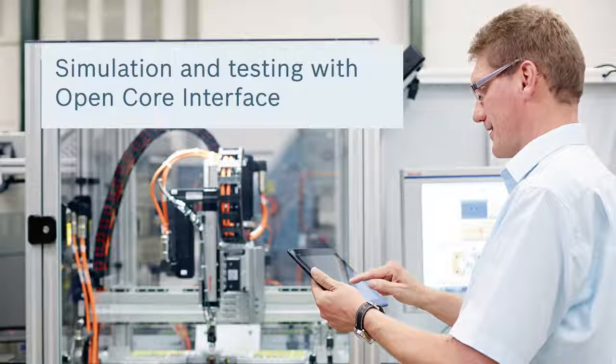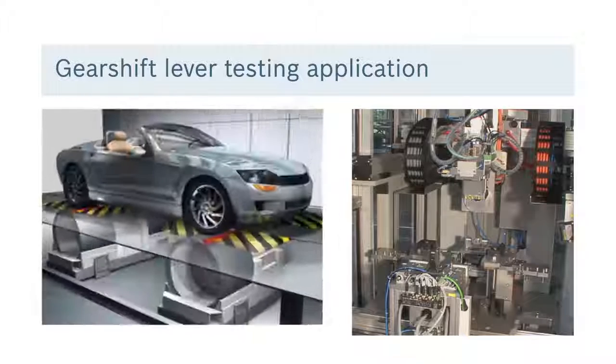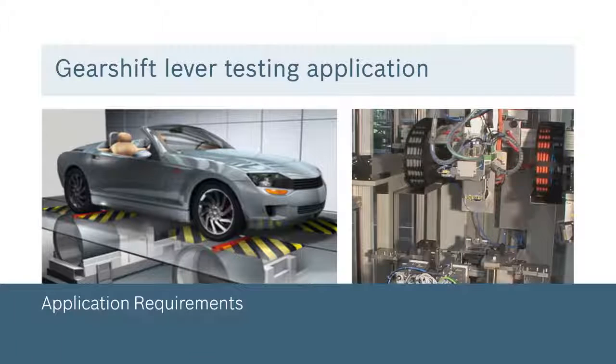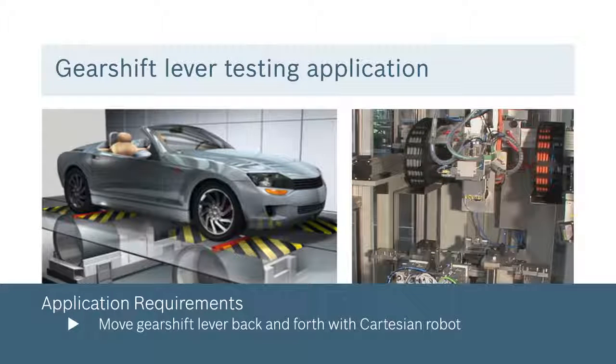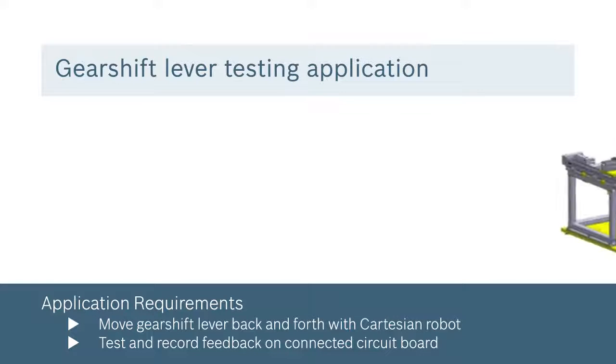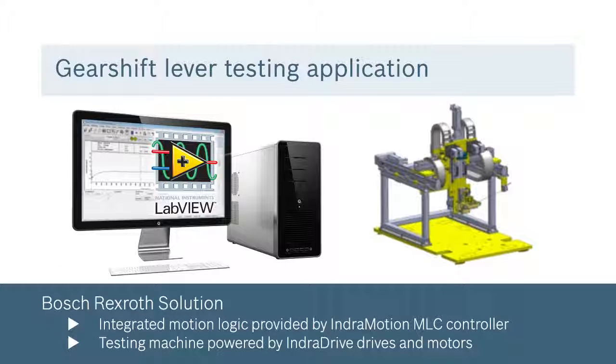In this example, the customer is using National Instruments measuring hardware already in his application to test a circuit board on the backside of a gear shift lever. In the process, they need to be able to move the gear shift lever back and forth as a human would actually use it in a car, and then test the feedback on the circuit board connected to it. They already had all the measurement equipment designed in to do the testing on the circuit board, but they needed the motion component to move the gear shift lever back and forth.